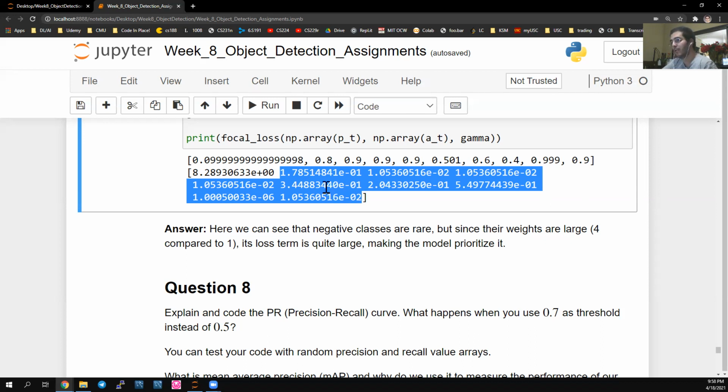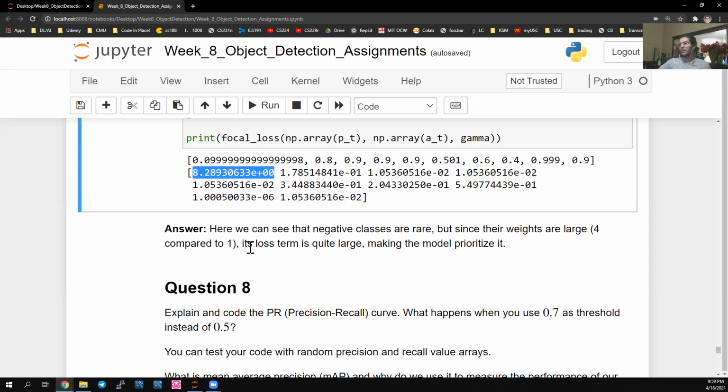We only say that we have detected something if there is a significant difference between the samples, and we can say, for example, that I found something at 8.2, right? Here we can see that negative cases are rare, but since their weights are large, 4 compared to 1, its loss term is quite large, making the model prioritize it.